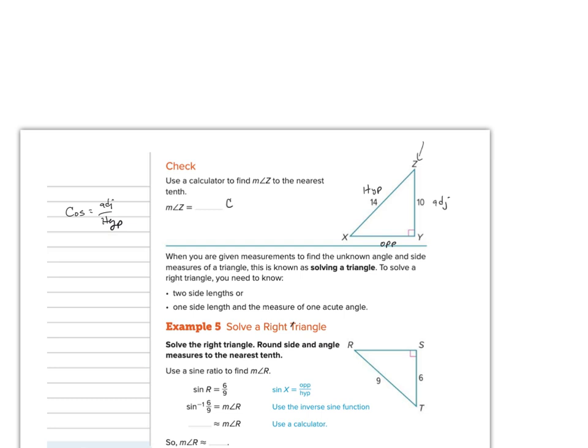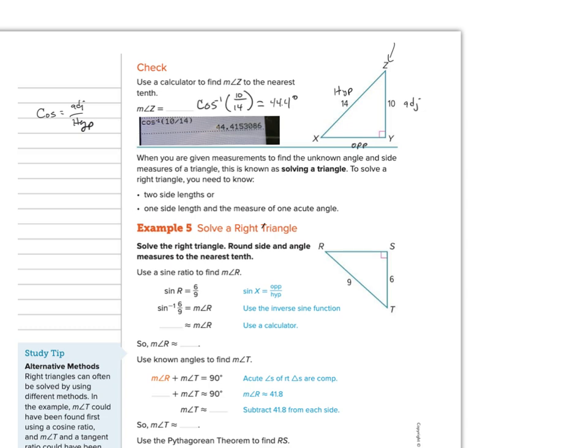So that would be the inverse cosine of the adjacent, which is 10 over 14, and that should equal, using the calculator, 44.41, and then the 1 does not round up, it would just stay 4, so approximately 44.4 degrees. So using my ratios to come up with the angle measurements now.